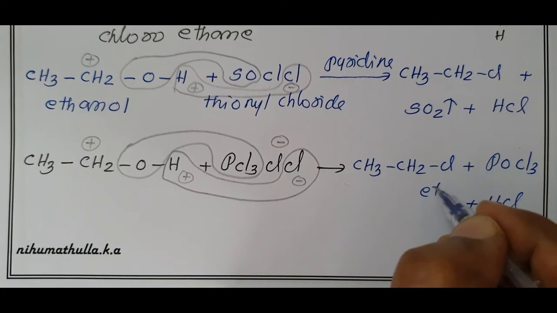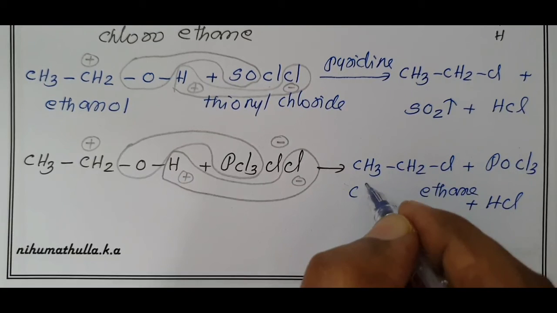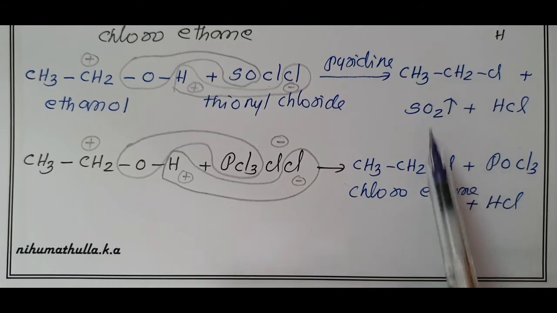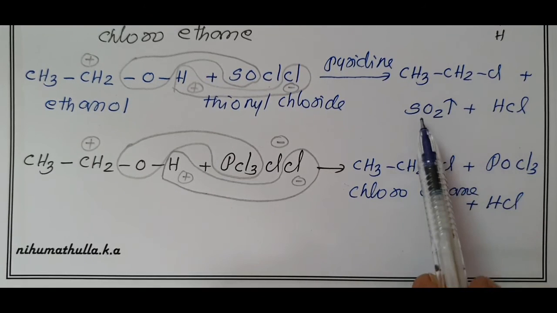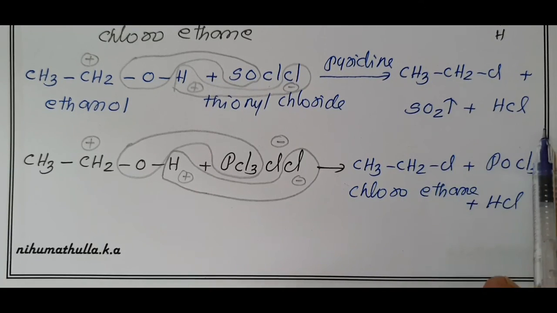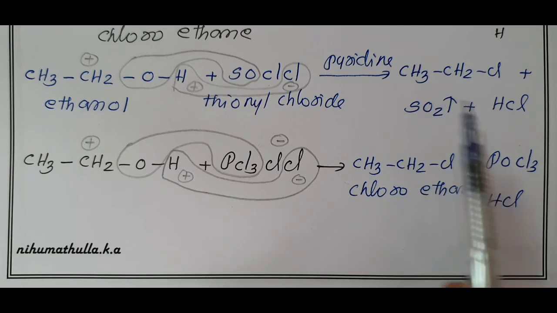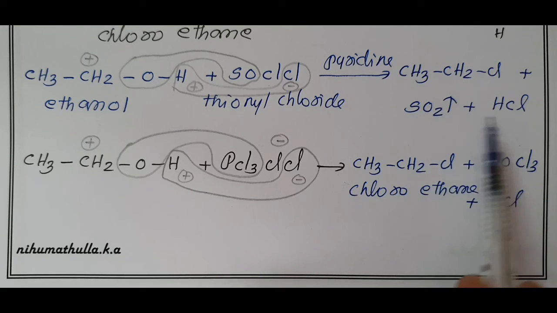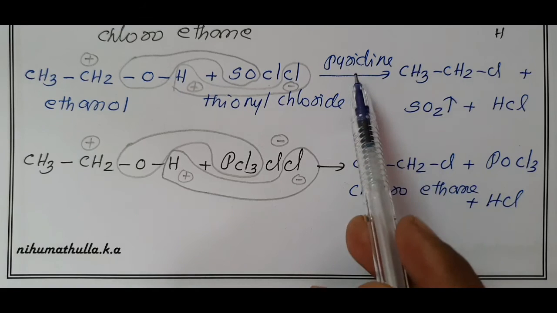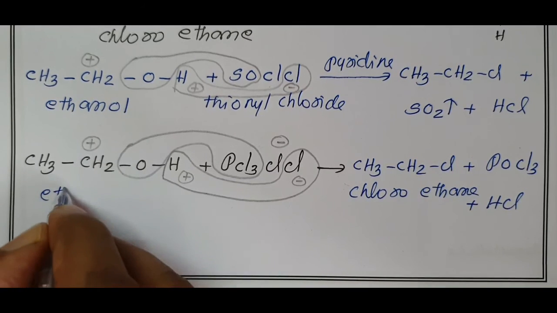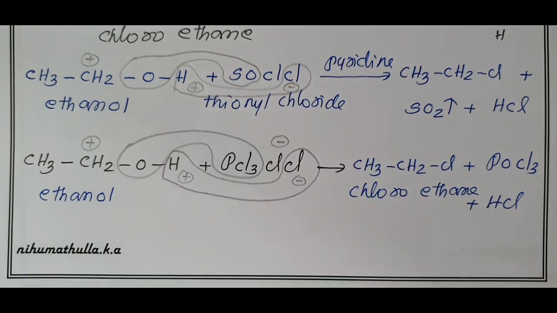Two carbon, ethane, single bond, Cl: chloroethane. Why is pyridine used here? Because along with the chloroethane, 2 products are formed. SO2 is a non-metallic oxide, or acidic oxide, and HCl is an acid. So this is acidic in nature, and this is also acidic in nature. To remove these 2 products, we use a base here. This base is used to remove these 2 acidic byproducts. Two carbon, ethane, carbon-carbon single bond, OH: ethanol.